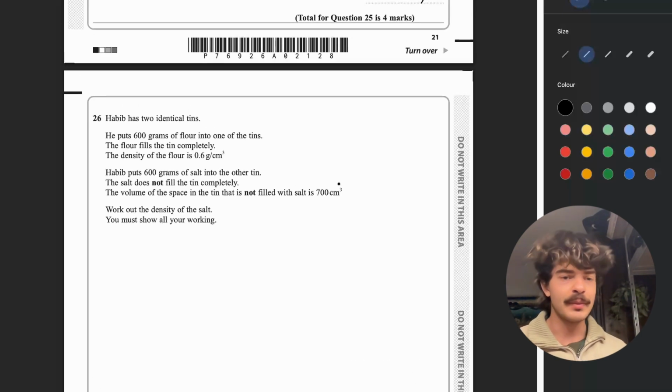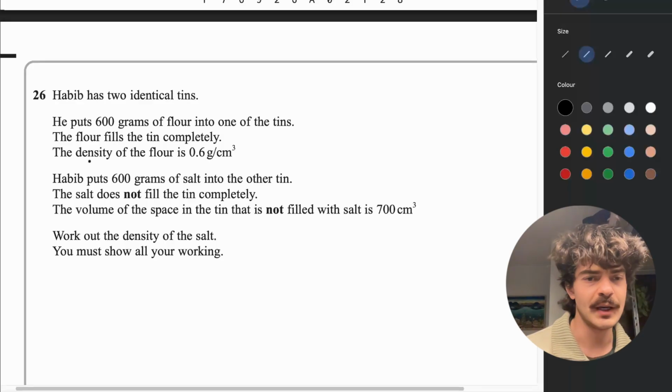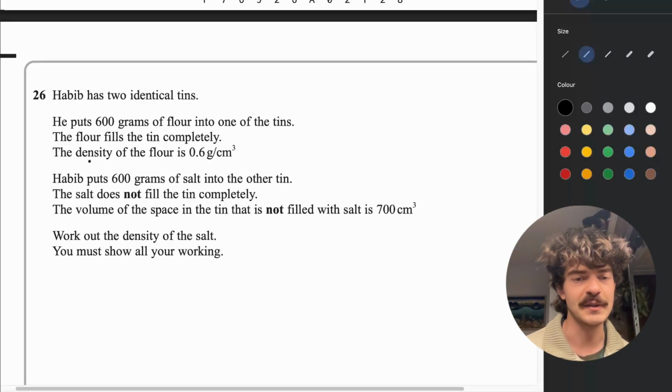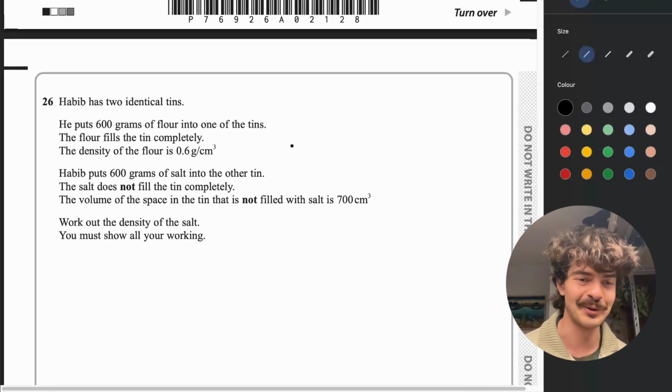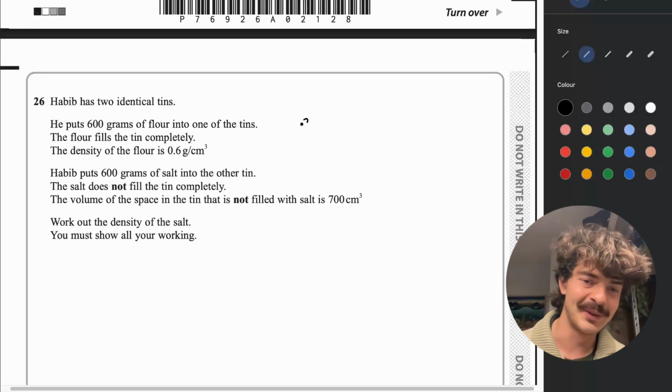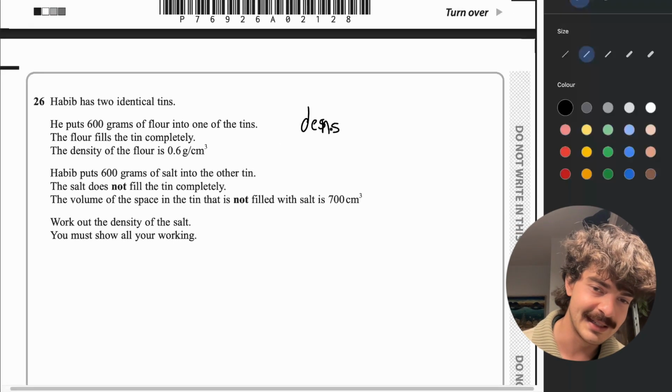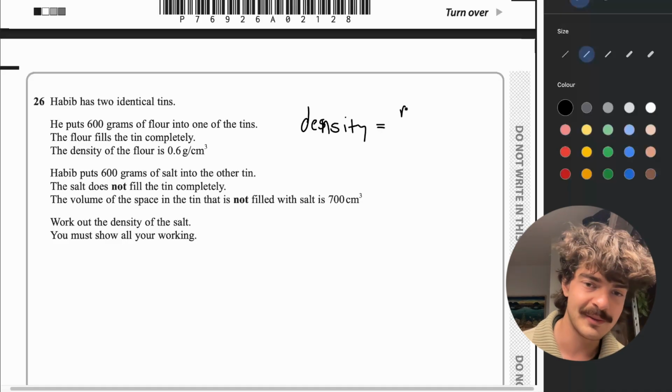Okay, next up. Habib has 2 identical tins. He puts 600 grams of flour into one of the tins. The flour fills the tin completely. The density of the flour is this. Oh, I can see where this is going. This is a density equals mass over volume question. So let's start by writing that down. Density equals mass over volume.